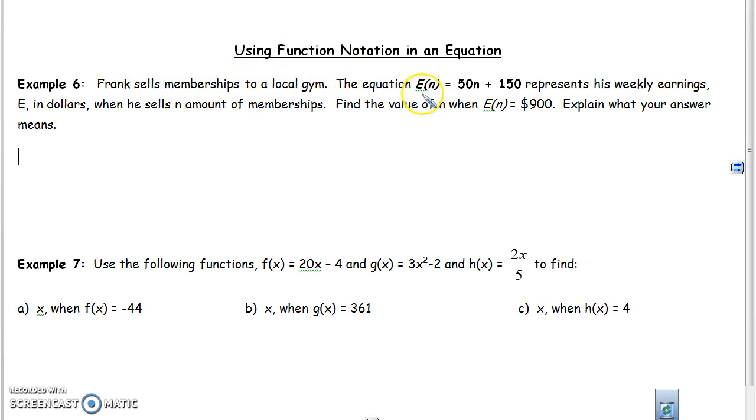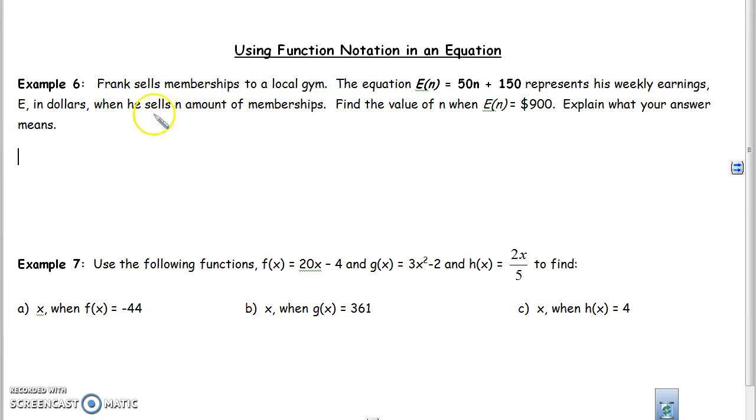Frank sells memberships to a local gym. The equation E of n equals 50n plus 150 represents his weekly earnings E, in dollars, when he sells n amount of memberships. Find the value of n when E of n is 900. Explain what your answer means.